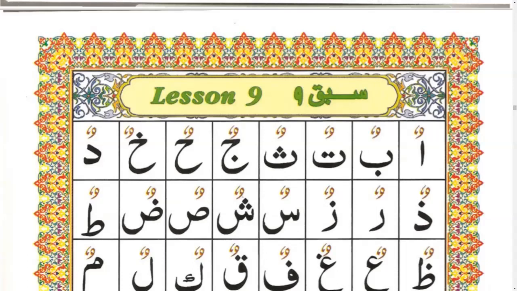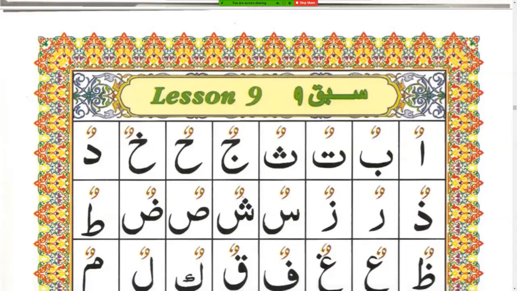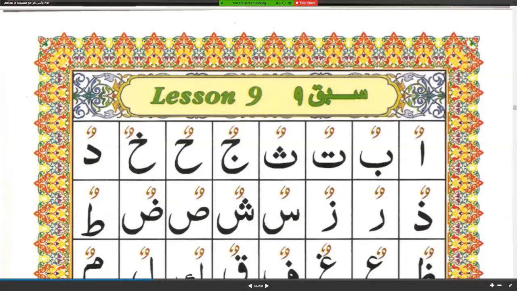All right. And one more thing, it is very similar to lesson 7 and 8, because this whole thing is going to be about two zabor, two zir, two pesh. So this is going to be very easy for you if you understood the last two lessons. So let's start. Bismillahirrahmanirrahim.